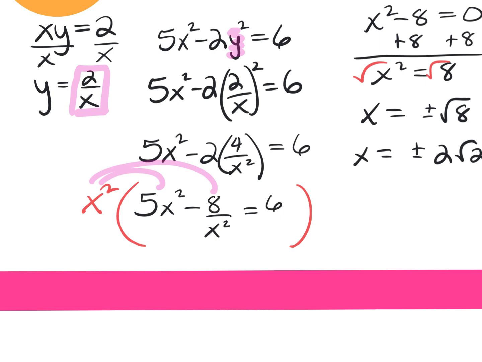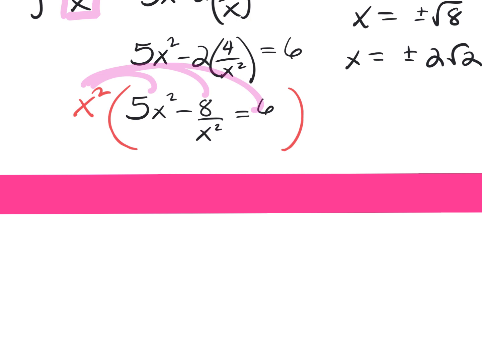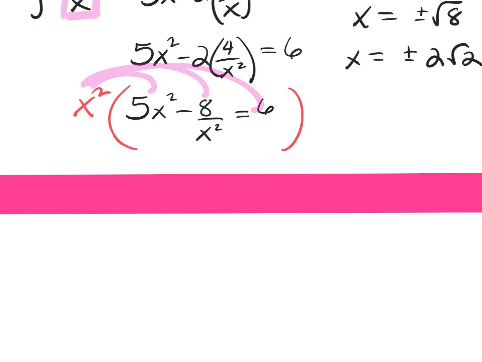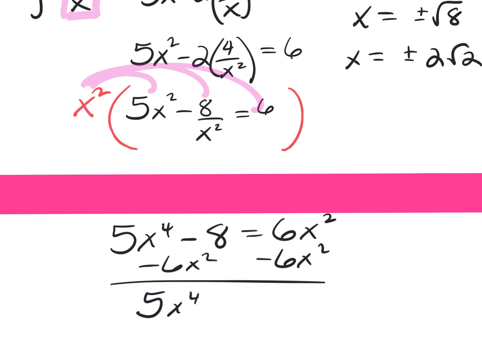And I end up getting 5x to the 4th. On the second time, when I distribute it to the negative 8 over x squared, it just cancels the x squared. And then the last one becomes 6x squared. Now I'm going to go ahead and set my equation equal to 0 by subtracting the 6x squared. And I get 5x to the 4th minus 6x squared minus 8 equals 0.